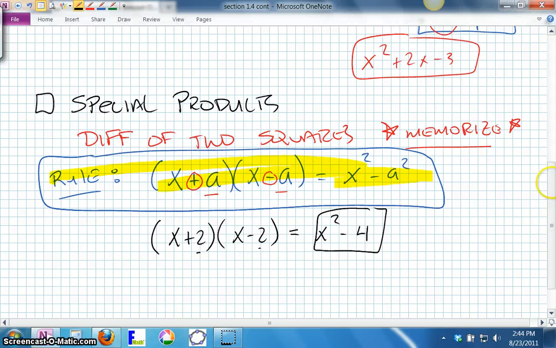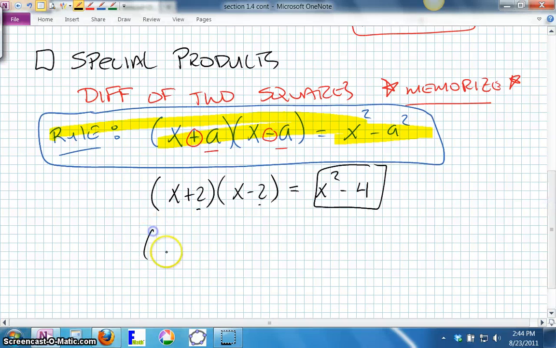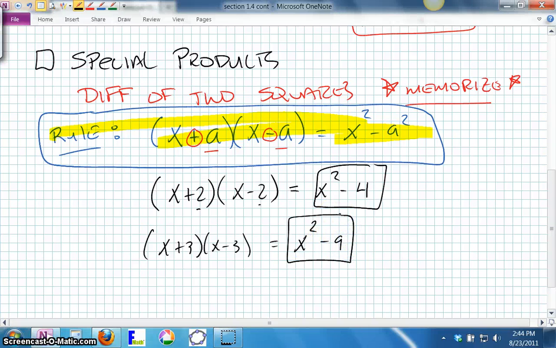You want to try another one real quick? Try this. What's x plus 3 times x minus 3? Use the formula. What do you get? X squared minus 9. There you go. Look how fast you're multiplying those binomials. X squared minus 9. Like butter. So there's our first special product, the difference of two squares. That one you definitely want to memorize.